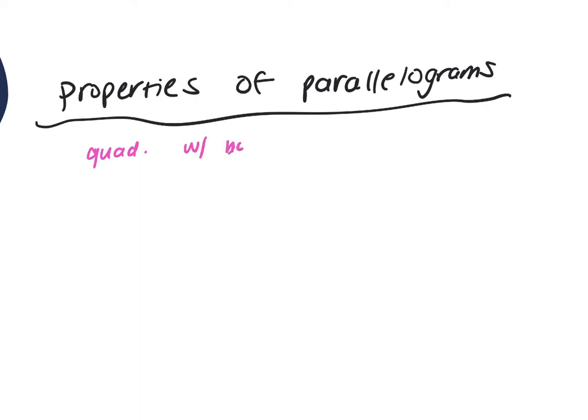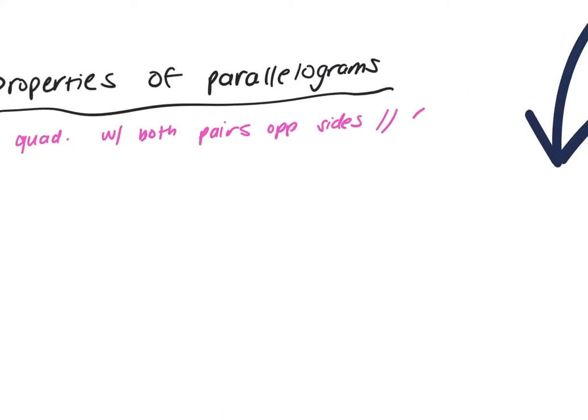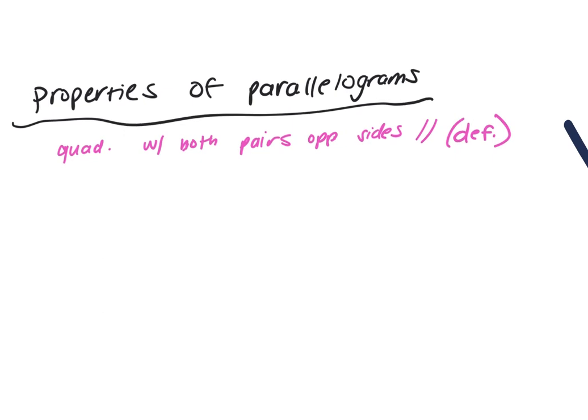Not congruent. Parallel. So they do have that, but that's not the definition, right? This would be the definition. The quadrilateral with both pairs of opposite sides parallel. That's the first thing we know about parallelograms.